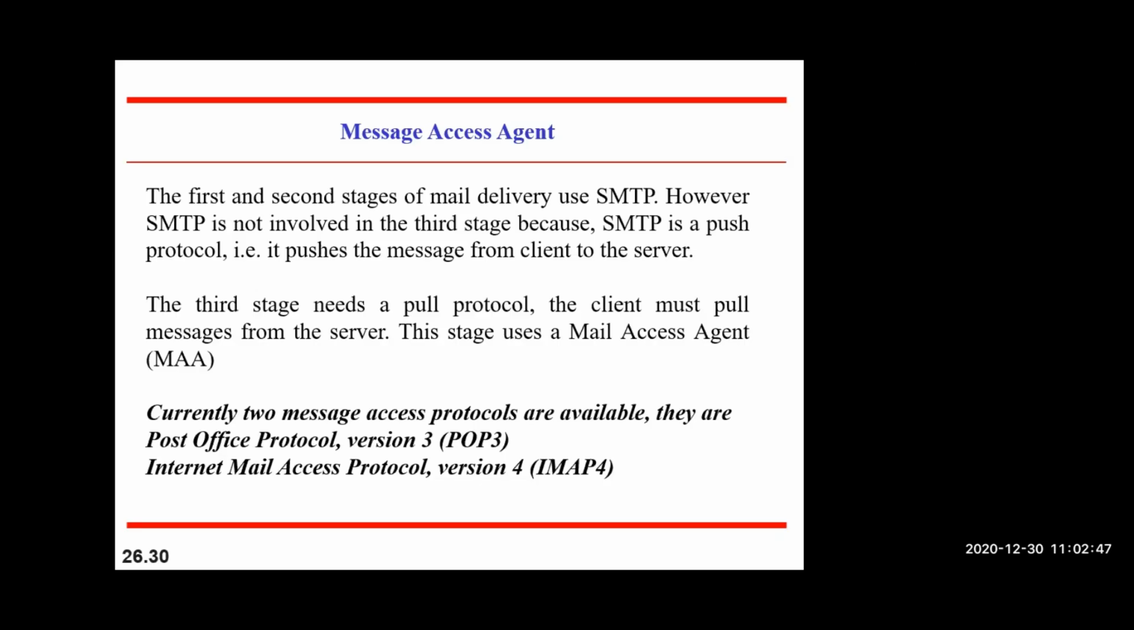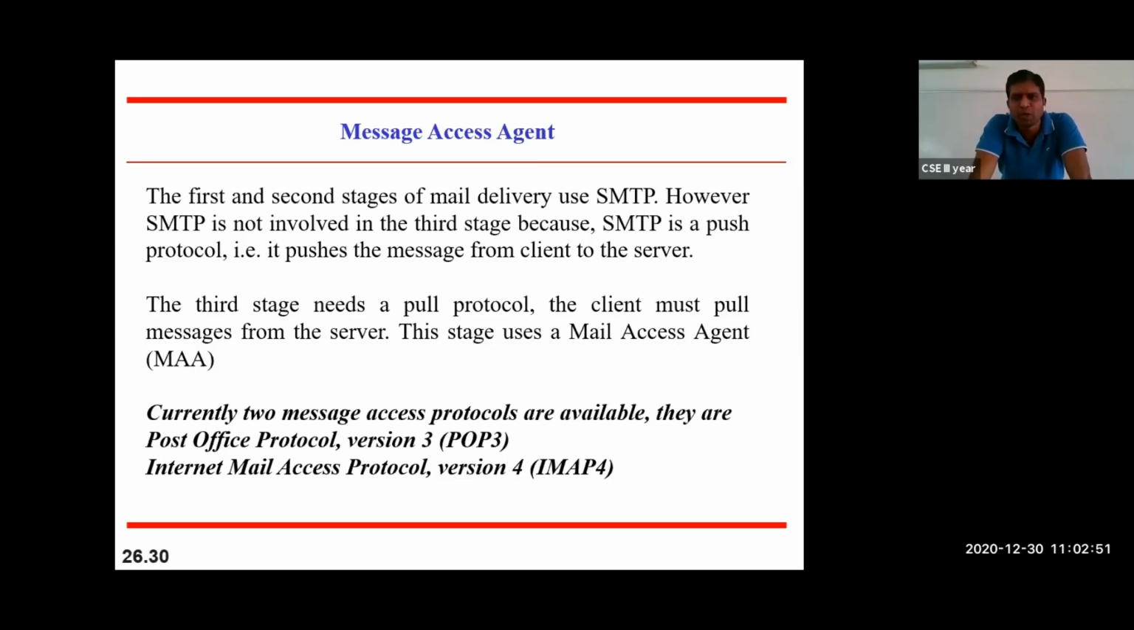It pushes a message from client to server. The third stage needs a pull protocol. The client must pull messages from the server. This stage uses MAA, mail access agent. Right. Currently, 2 message access protocols are available. They are called POP, Post Office Protocol, which is really good, easy and interesting. POP version 3, POP3, Post Office Protocol version 3, and then IMAP4, Internet Mail Access Protocol version 4.